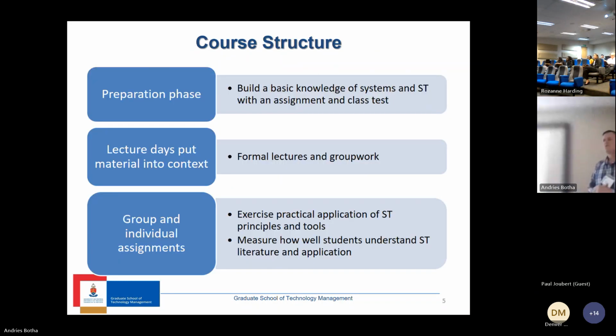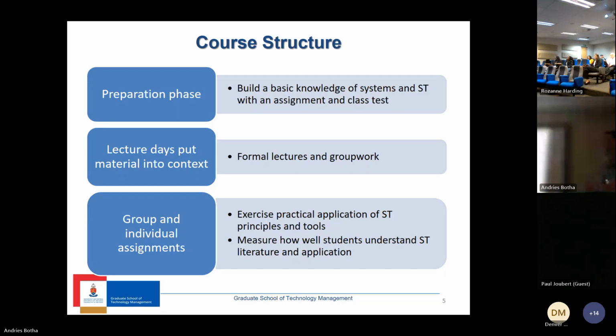So briefly, we look at the course structure. It is a semester module where it is part-time. So we have a 2.5 day contact session with the students, full days. You have to cover all of the material that you would like to transmit to the students in 2.5 days, full-time, 8 to 5.